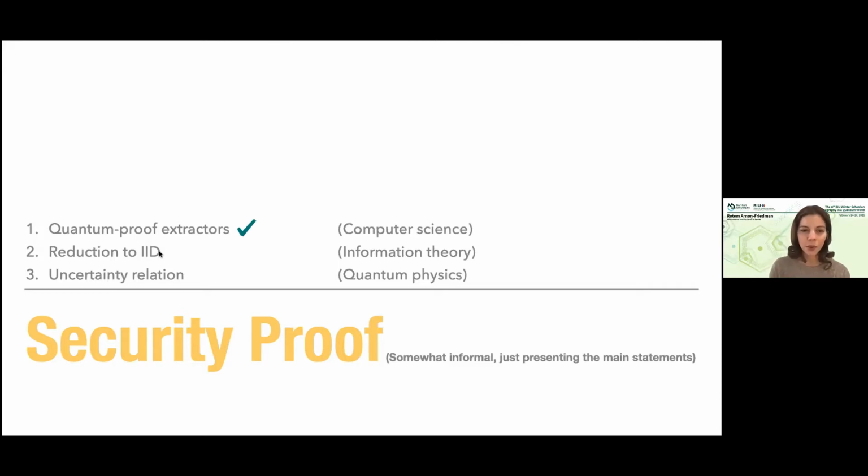Now we have these other two steps. One is something that I call reductions to IID, and this part will be based on tools which tell us a lot of things about entropies. It comes from the field of information theory. The third ingredient is something that we call an uncertainty relation. This is where fundamental quantum physics enters the picture in showing how we can prove security. So we have this nice combination of all three fields together in order to prove the security of quantum key distribution.